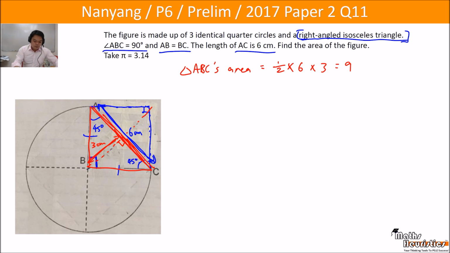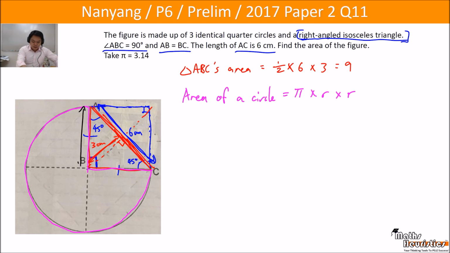Then when I look at this problem again, how am I supposed to find these three identical quarter circles when nothing else is given? Then I have to look into the definition of the area of a circle. This would be pi times radius times radius. Well, nothing is said about the value of the radius here, so I have to derive it myself.